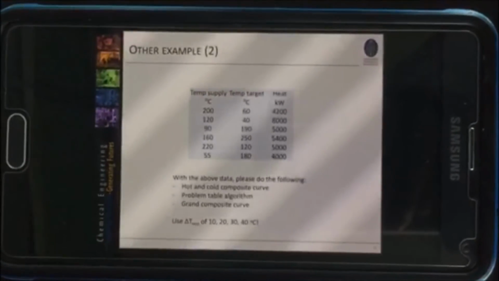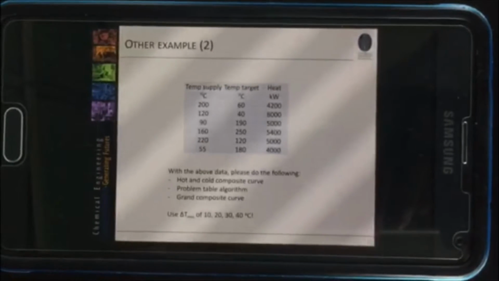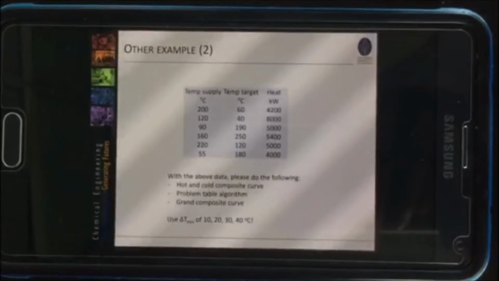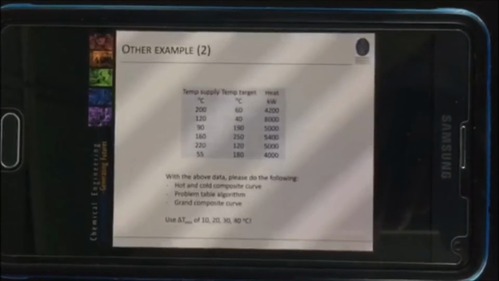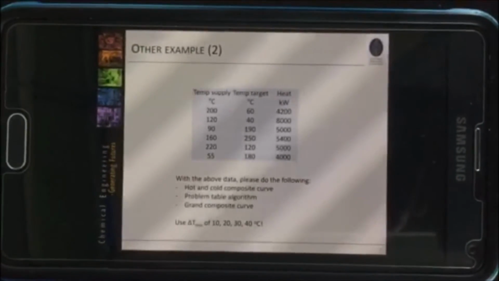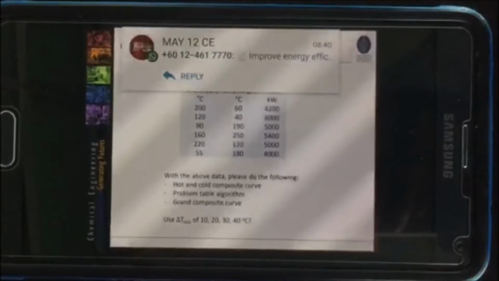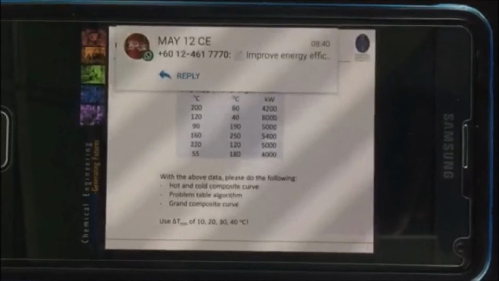This is the data. We are required to obtain a hot and cold composite curve, problem table algorithm, and grand composite curve with delta T min of 10, 20, 30 and 40. From this data, we will obtain hot stream and cold stream. The hot stream is from higher temperature to lower temperature, whereas the cold stream is from lower temperature to higher temperature.